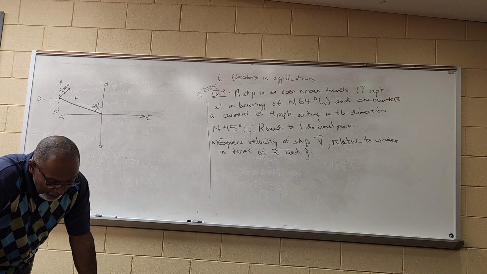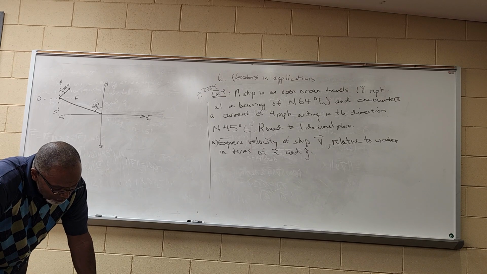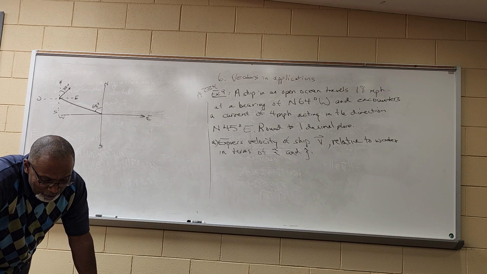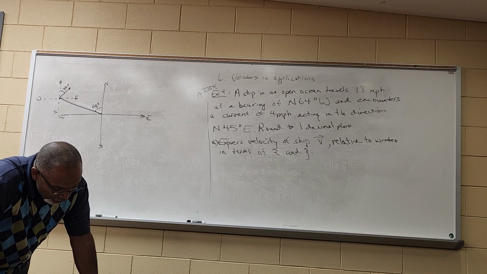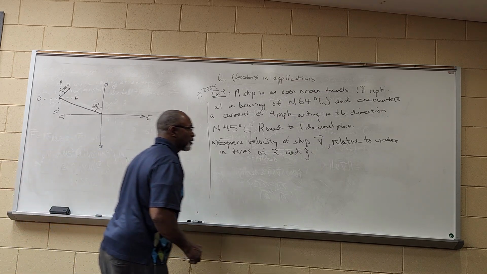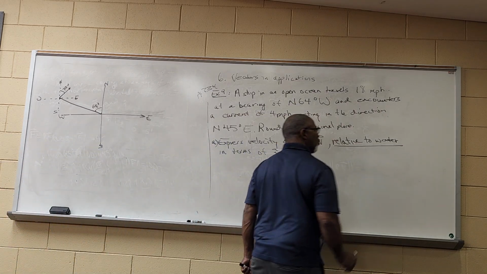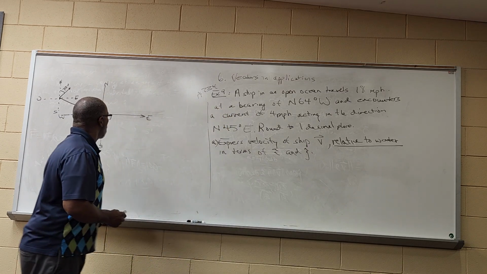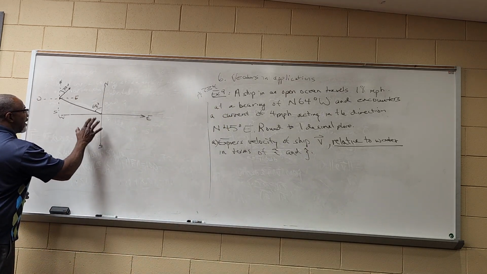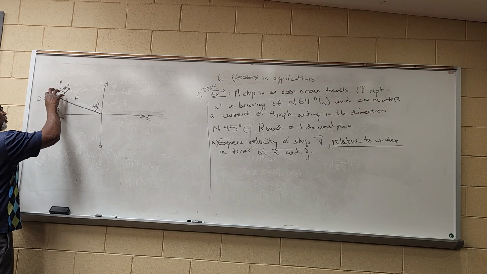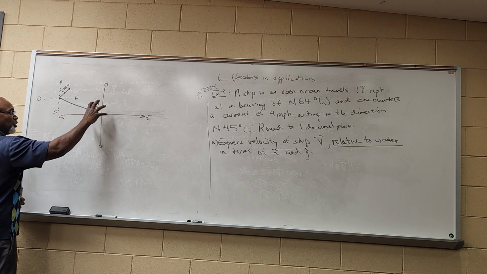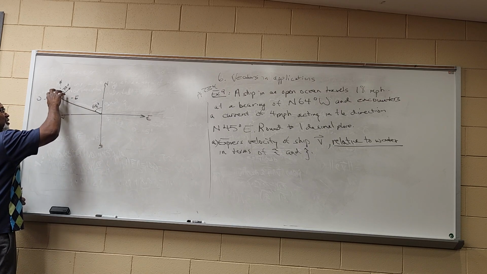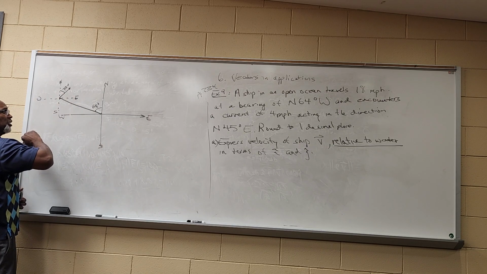Okay? And they want us to express the velocity of the ship relative to the water. That's the important part of this thing. So relative to the water means I've got to express the velocity of the ship based on this orientation and not this. If it said relative to the ship, I'd base my orientation here. But since it says relative to the water, I'll base my orientation here.